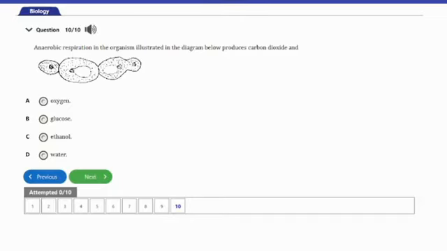So anaerobic respiration actually breaks down glucose in the absence of oxygen, and it actually produces carbon dioxide and ethanol. And that's it for this question.